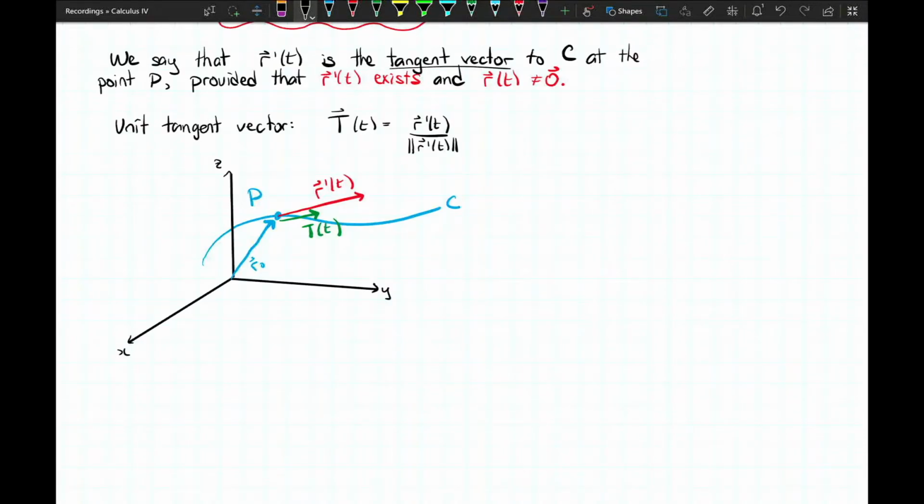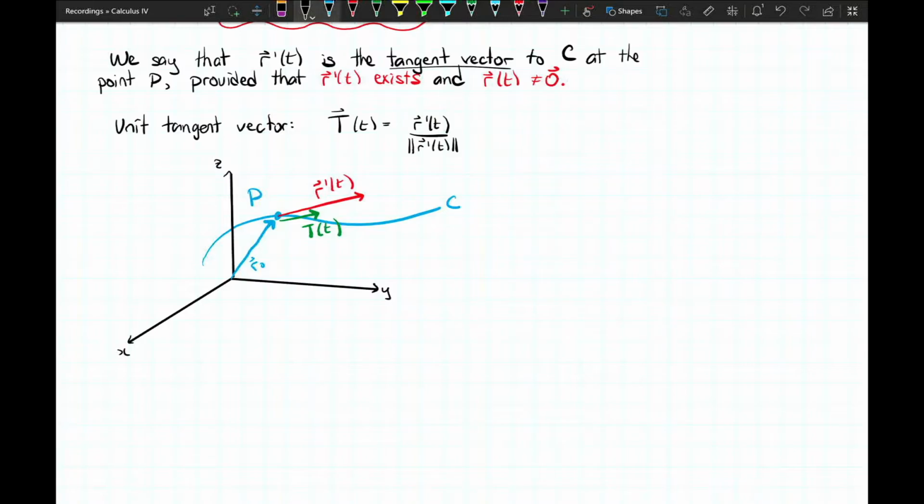Let's suppose that P lies on a space curve here in maybe three-dimensional space. We know that r prime of t and T of t, the tangent vector and unit tangent vector, both point in the direction at which the tangent line should be pointing. And let's let r naught be the position vector for the point P.